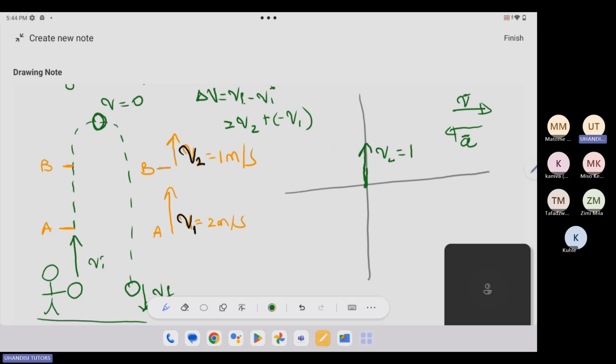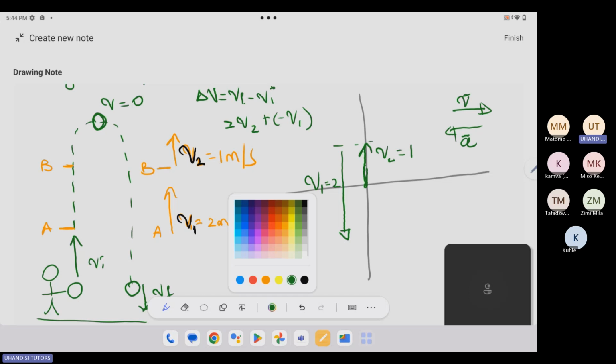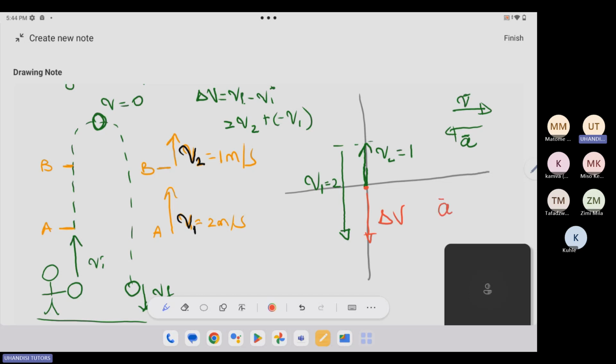But now we have to draw v1 in the opposite direction. But v1 is double v2. Okay, v1 has a magnitude of 2. So now let's connect the two. So this was our starting point and this is our final point. Look at it. That's your change in V. This simply means that your acceleration is pointed downwards.